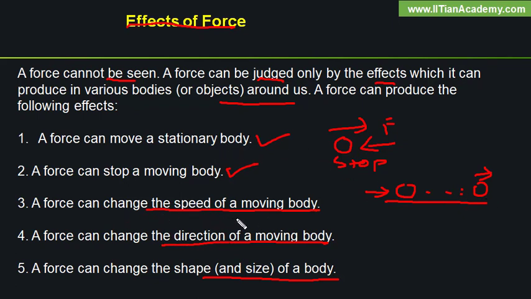A force can change the speed of a moving body. So if a body was moving, for example, with a speed of 5 meter per second, and if you apply an opposite force here, the speed will reduce. So maybe it will reduce to 1 meter per second. But if you apply force in this direction, the speed will increase. Earlier it was 5, now it will increase to maybe 8 meter per second. So a force can change the speed of a moving body.